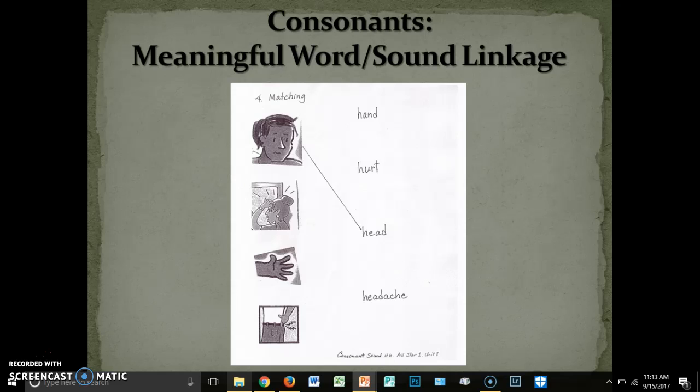And then she created this matching activity where they can link the picture to the word by matching. And then they can point to the picture, say it, point to the word, and say it.